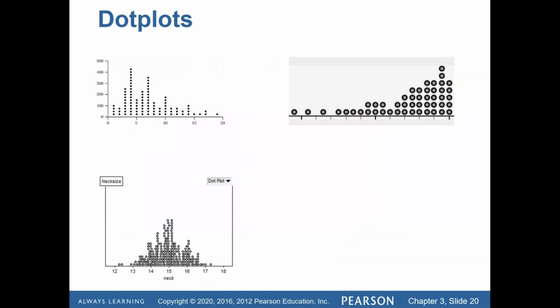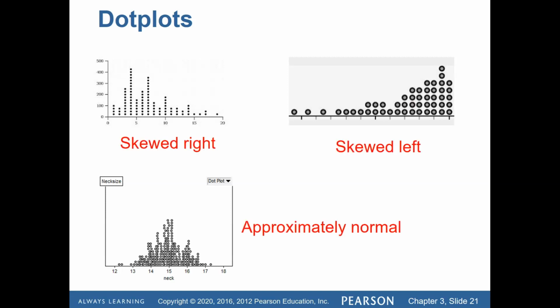Dot plots. How would you describe each of these dot plots? Go ahead and take a minute to answer the question. Top left, skewed right. The top right picture is skewed left, and the bottom picture is approximately normal.